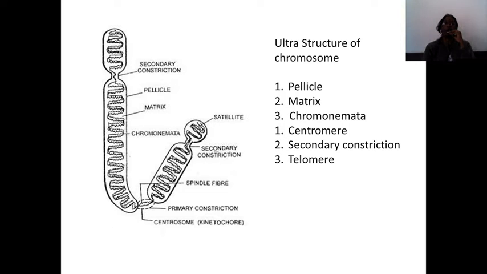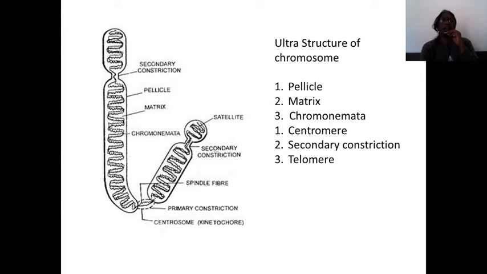Video with chromosome. This diagrammatic representation shows the ultrastructure of chromosome, which shows these various parts. The outermost layer is termed as a pellicle. Inside that, the matrix region is present. This thread-like structure is nothing but a chromonemata.